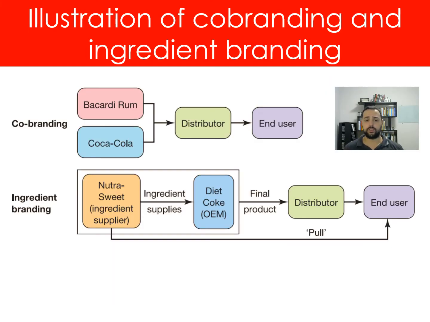This picture illustrates the two types of strategies. In the case of co-branding, you can bring two different brands and then you can join together to the distributor to reach the end user. In the case of ingredient branding, you're going to use some components, some ingredients, to enter as part of your product. For instance, NutraSweet will enter as an ingredient for Diet Coke. And then this becomes the product itself. And the final product will then go to the distributor and then go to the end user.